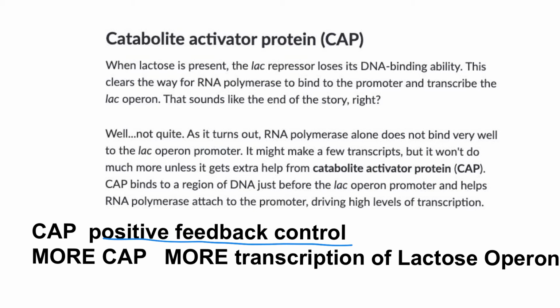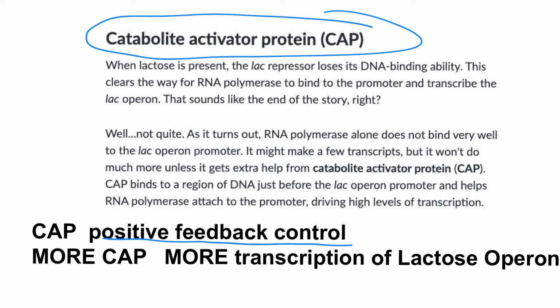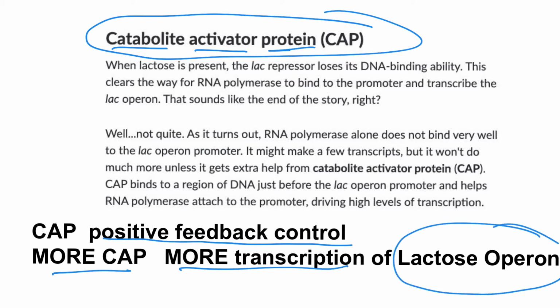But there is a type of positive feedback control that I wanted to talk to you about in regulating gene expression, and this is called the Catabolite activator protein, or CAP. In this, more CAP means more transcription. This is kind of an add-on feature to the lactose operon, or the Lac operon. So I want to show you about this. What makes it positive is not that it's good. It's just that more CAP means more transcription.